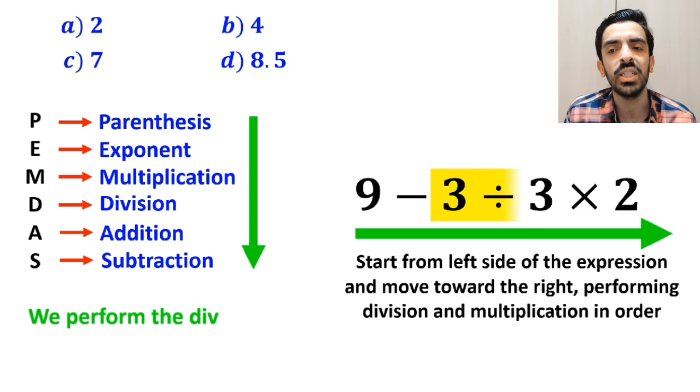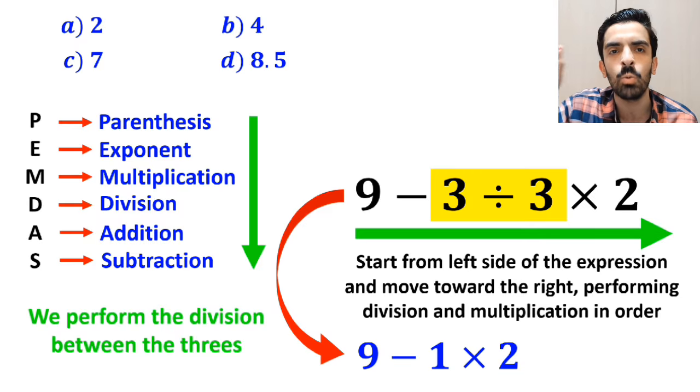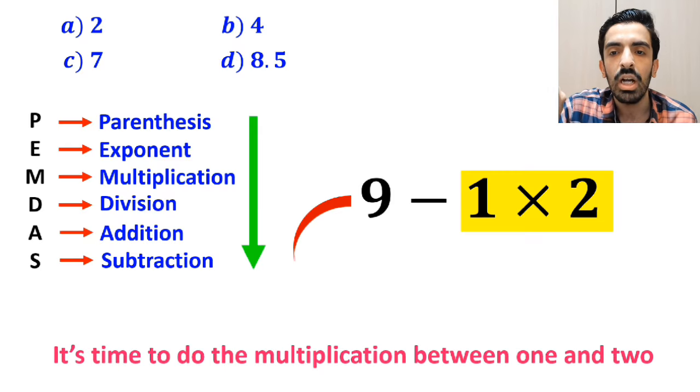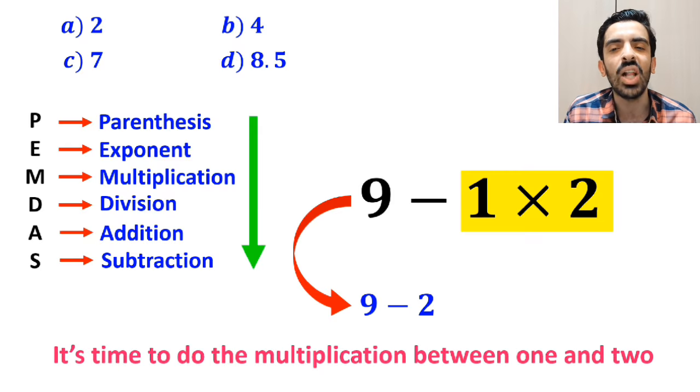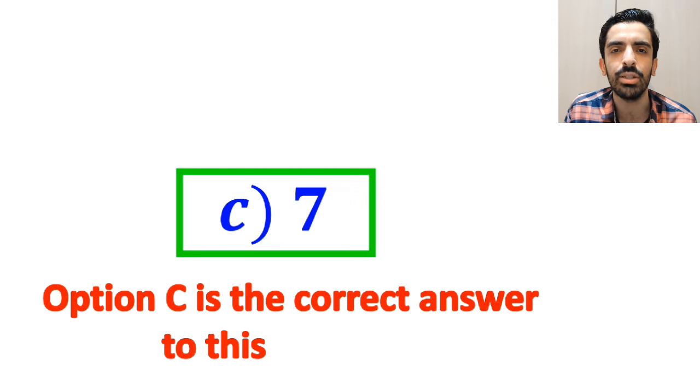So, first we perform the division between the 3's, and this expression simplifies to 9 minus 1, then times 2. Now, it's time to do the multiplication between 1 and 2, which gives us 9 minus 2. And finally, the value of this expression is equal to 7. Therefore, option C is the correct answer to this question.